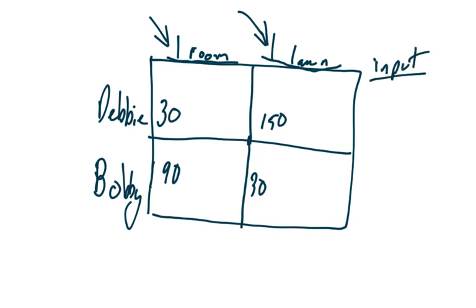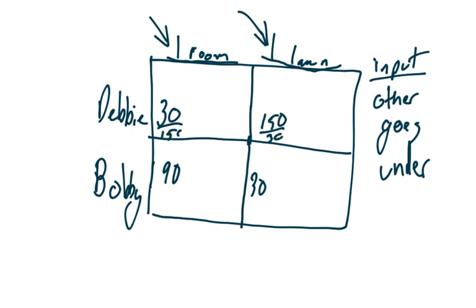There is a change in the formula since this is an input problem. The formula here would be "other goes under." So we're going to take the 30 and put it under the 150, and the 150 will go under the 30 in this particular case.